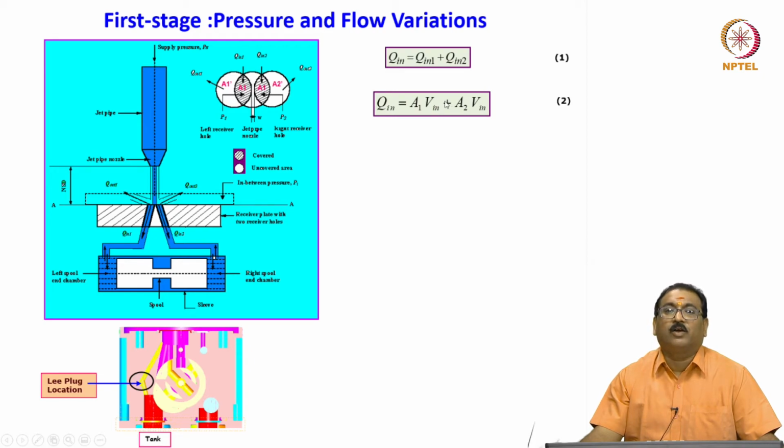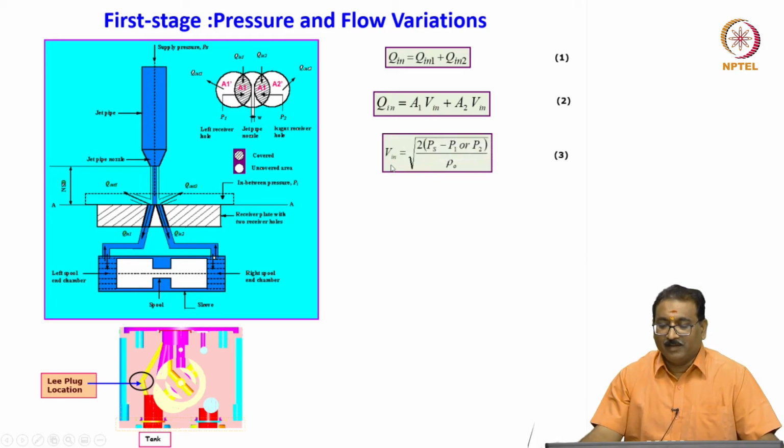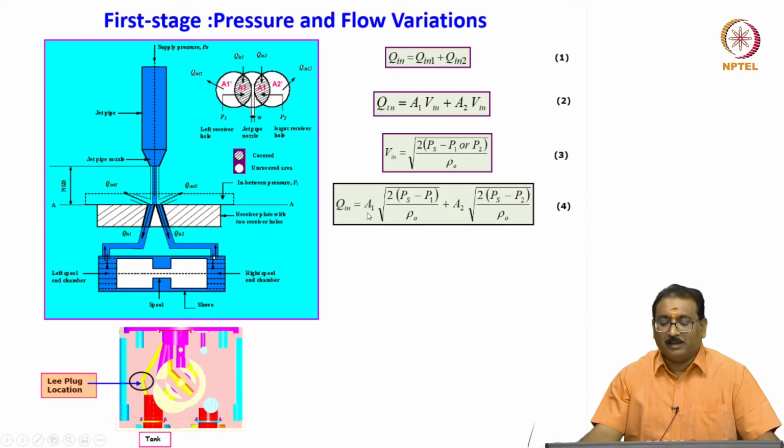V in is the velocity of the jet, which is calculated as root of 2 (PS minus P1 or P2) by rho naught. Rho is the density of the oil. Then Q in equals A1 into root of 2 (PS minus P1) by rho naught, plus A2 into root of 2 (PS minus P2) by rho naught.